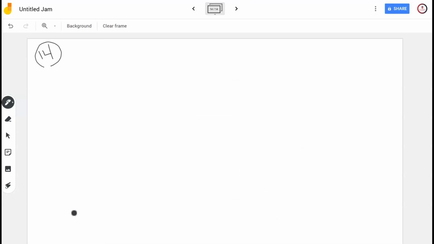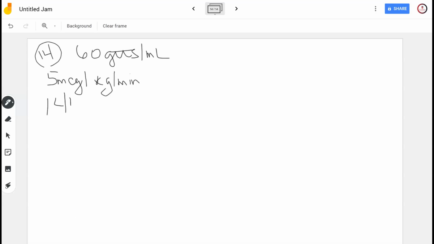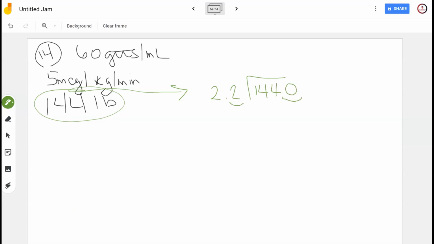You're working with a patient in cardiogenic shock and decide to initiate a dopamine drip at 5 mics per kilogram per minute. You're using a 60 drop set, and the patient weighs 144 pounds. How many drops a minute? Okay, so first things first, let's convert to kilograms. Move your decimal over.